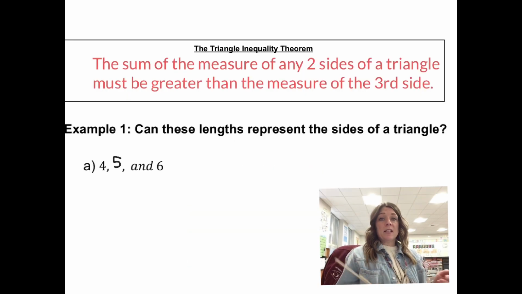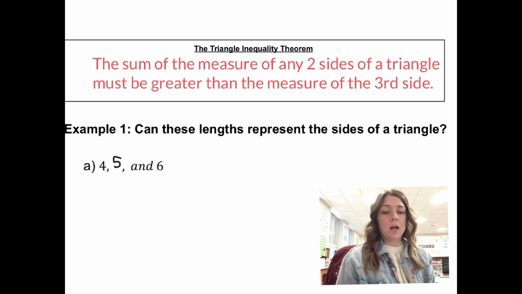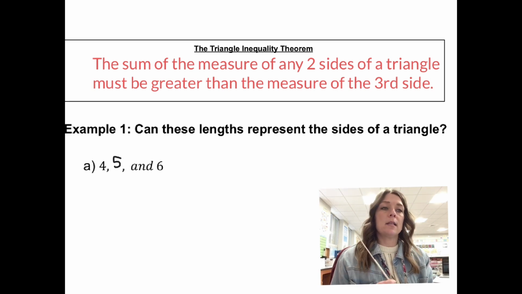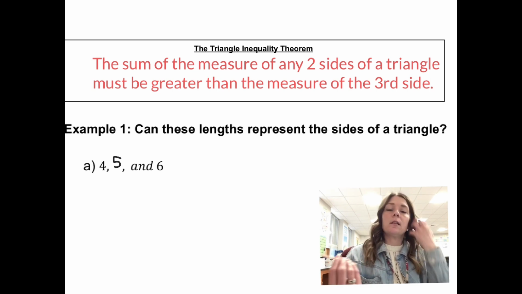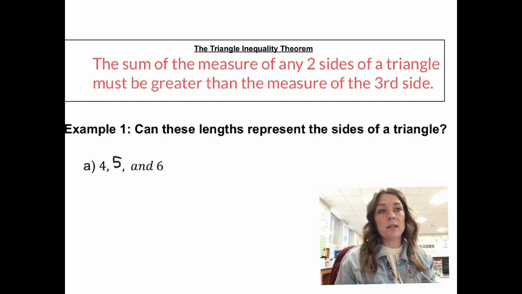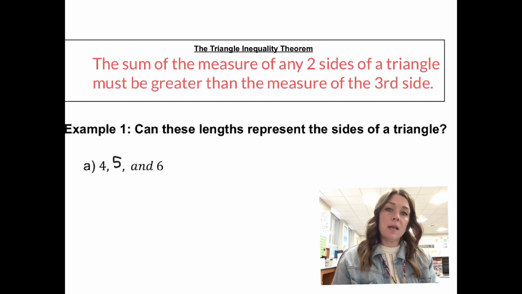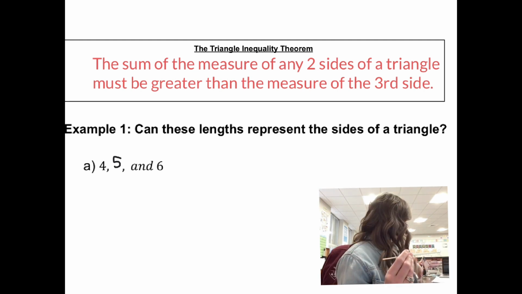Okay, the next part of this lesson focuses on what sides can actually physically create a triangle, because it does matter. So you can see there, it says that the sum of the measures of any two sides of a triangle must be greater than the measure of the third side. It has to be able to actually make a triangle, okay?